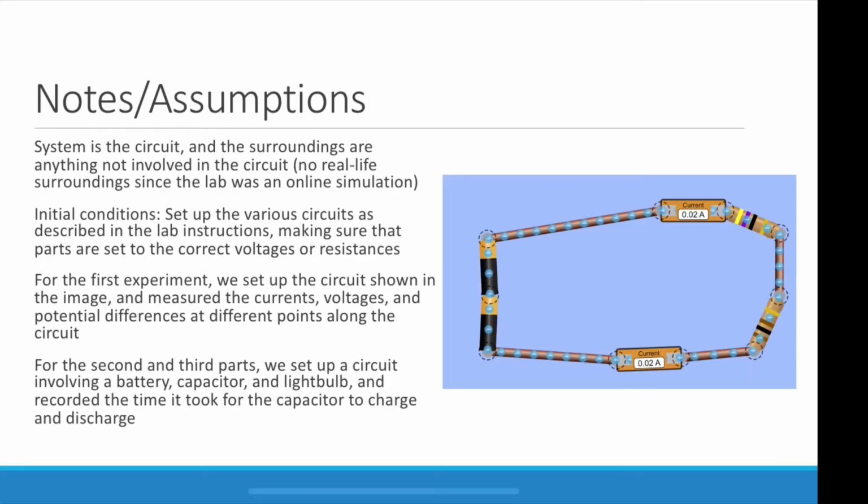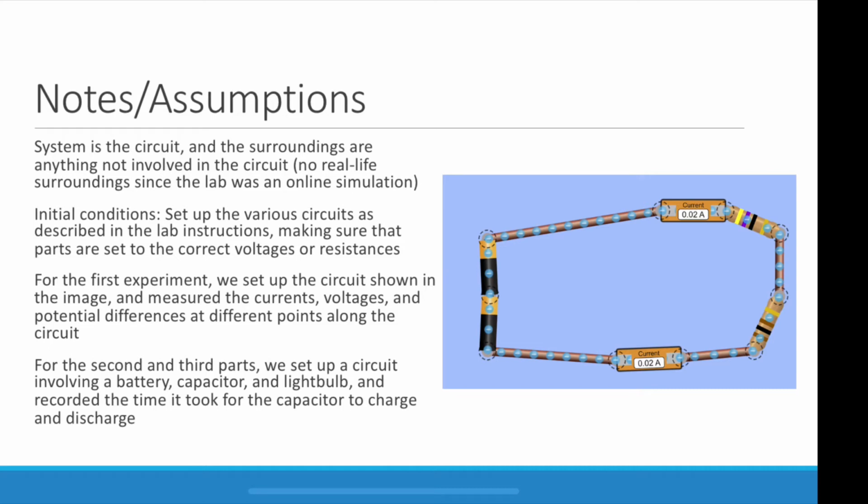Some notes and assumptions. The system is a circuit. Surroundings are anything that's not involved in the circuit. There are no real-life surroundings, though, since it was an online simulation. Initial conditions: set up the circuits as described in the lab. Make sure that you have the orientations correctly and that you have the correct voltages and resistances for the different parts. For the first one, we set up a circuit shown on our right here.